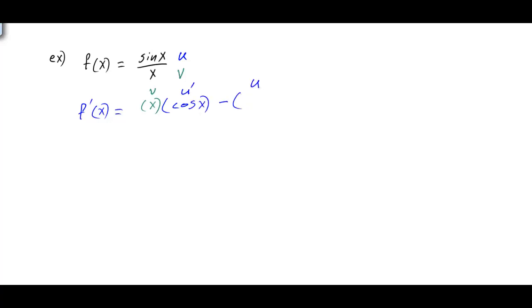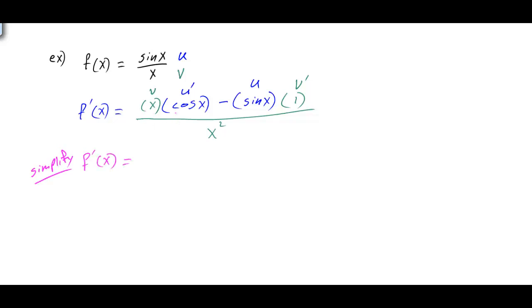minus our top function u, sine x, and that's multiplied by the derivative of the bottom, and that would simply be 1. And I'm just going to write this in so that you can see that this is actually multiplied by 1. And all of this is divided by the denominator x squared. Now, once again, realize that here is the derivative, and from this point, all we can do is simplify the expression.